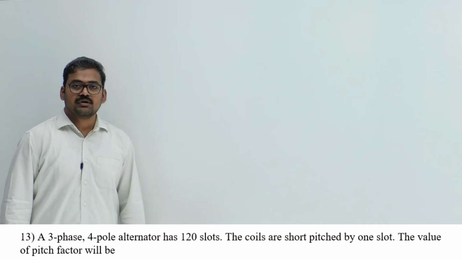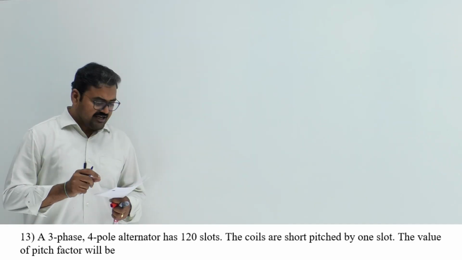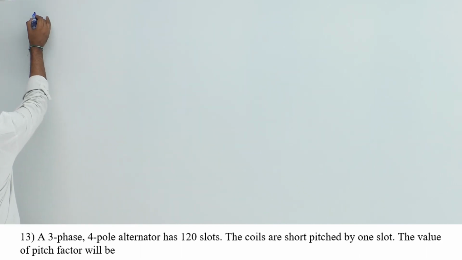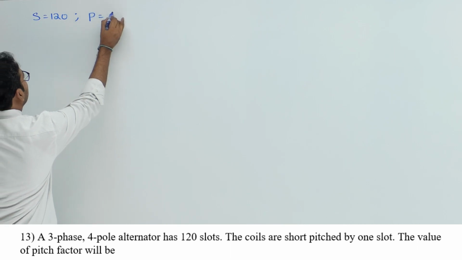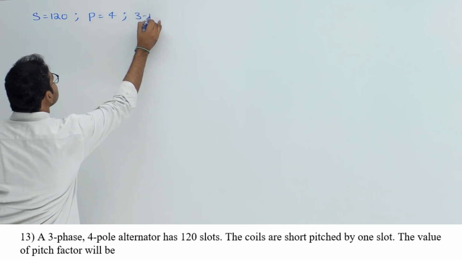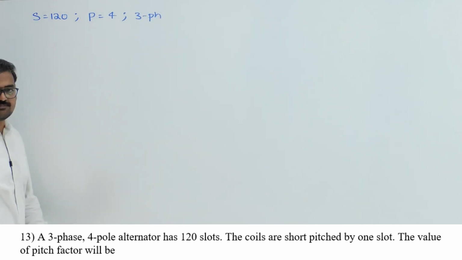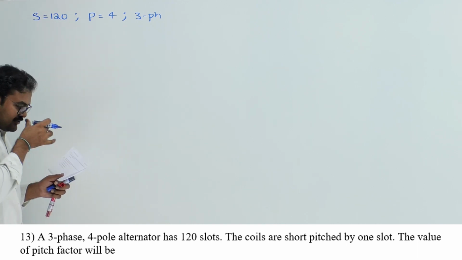Now, look at the first question on your screen. A three-phase, four-pole alternator has 120 slots. The coils are short pitched by one slot. The value of pitch factor will be how much? Very simple question. Let me first note down what is the data given. It was clearly mentioned overall 120 slots are available and machine is having 4 poles and it is a three-phase winding. Now the second part of the question is important.